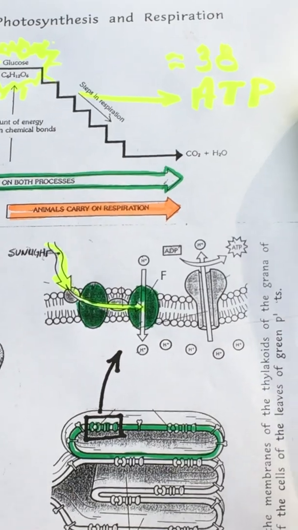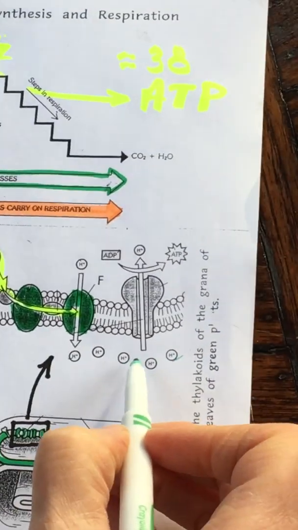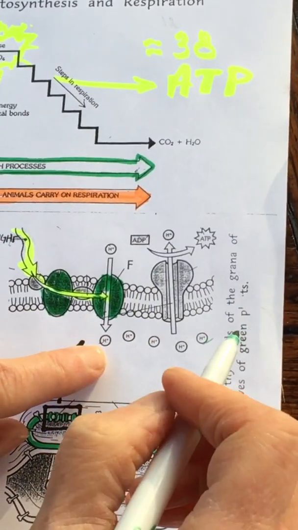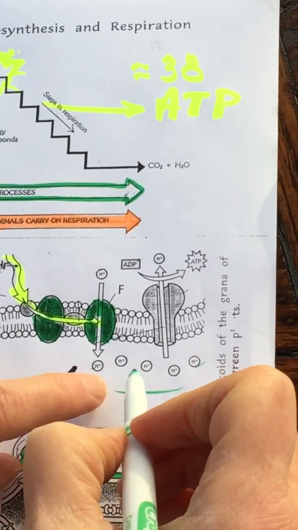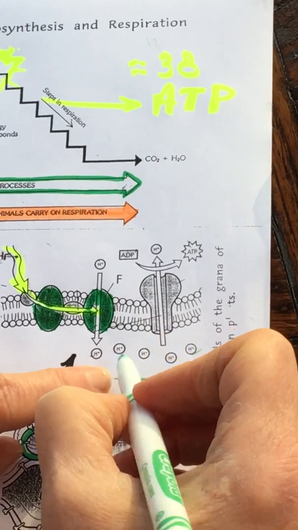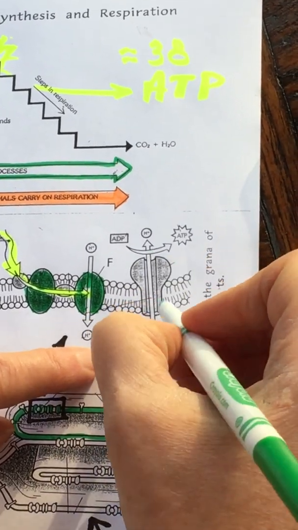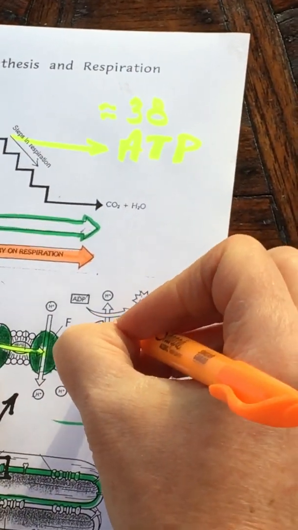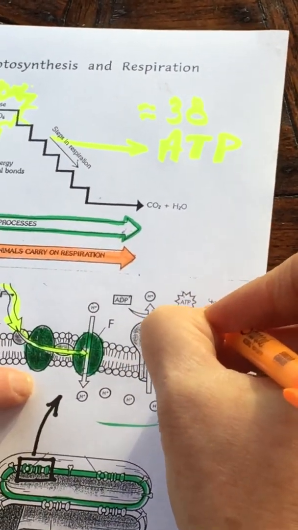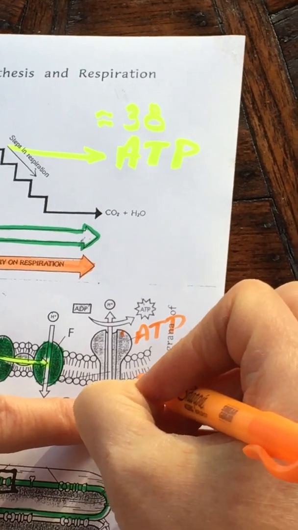And then the next thing that happens is, see those little balls right there? Those are hydrogens. We're going to talk about them in the next diagram. And those hydrogens all build up here on one side of the thylakoid membrane. And then this molecule right here is called ATP synthase.